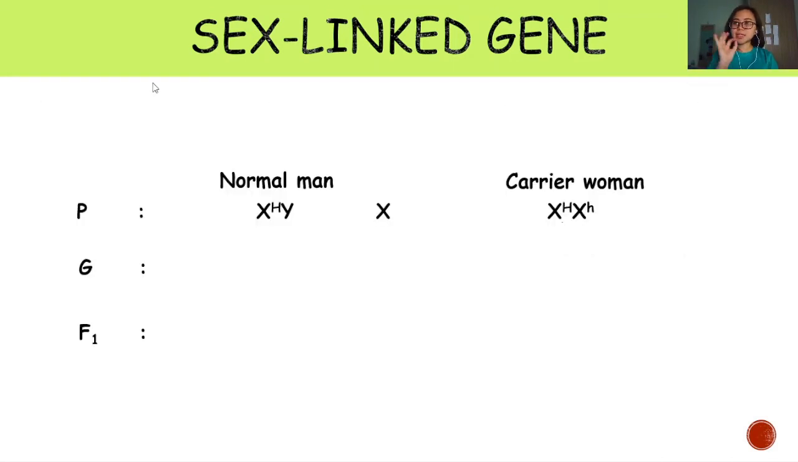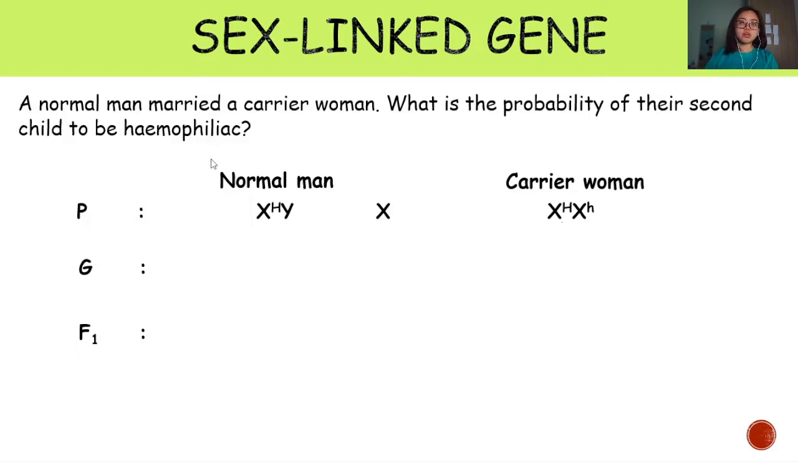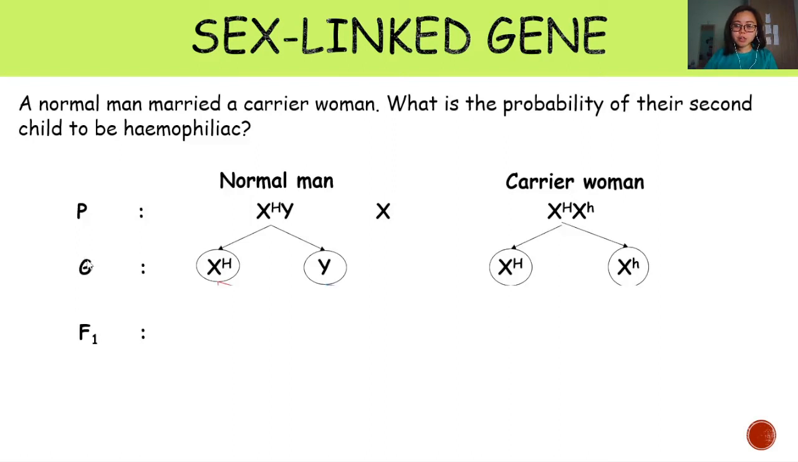Okay, so let's look at another example once again. We'll look at the cross between a normal man and a carrier woman. Tadi normal man and hemophiliac woman. So if a normal man married a carrier woman, what is the probability their second child to be hemophiliac? So in this example, we'll start with taking out the gametes. So for the normal man, he will produce the gametes XH besar and Y. Carrier woman will produce XH besar, Xh kecil.